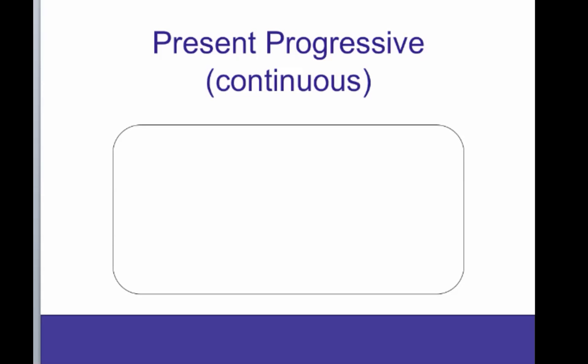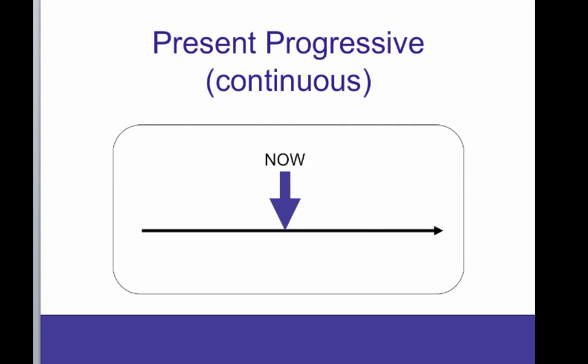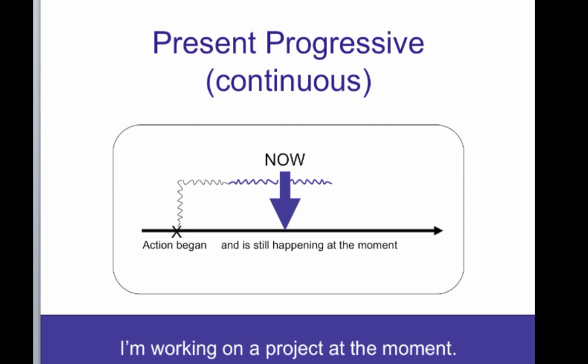We're talking about present progressive. When we use the present progressive, we're thinking about now. Now can mean the present moment, the time of speaking, or a short-term period around now. This means that the action began before now and is happening at the moment. The action is always short-term. An example of this would be I'm working on a project at the moment. This could mean at the time of speaking or a short-term period around now.